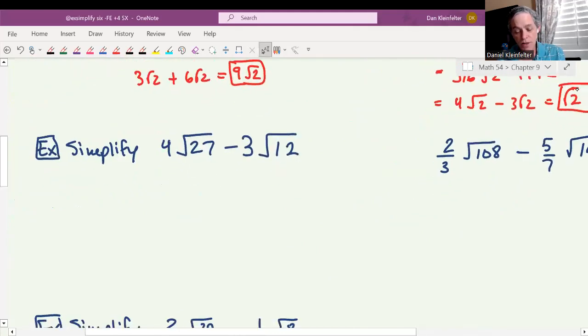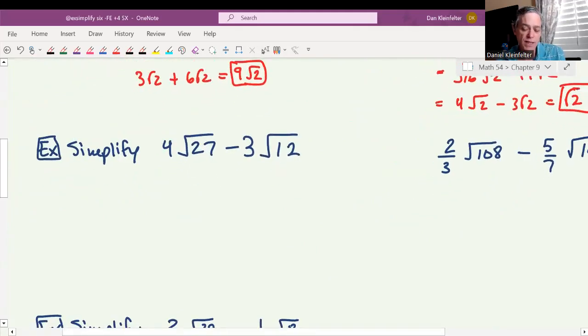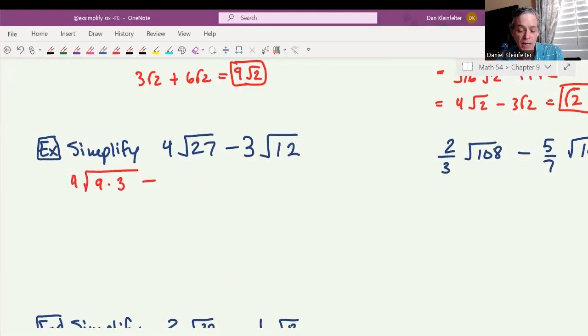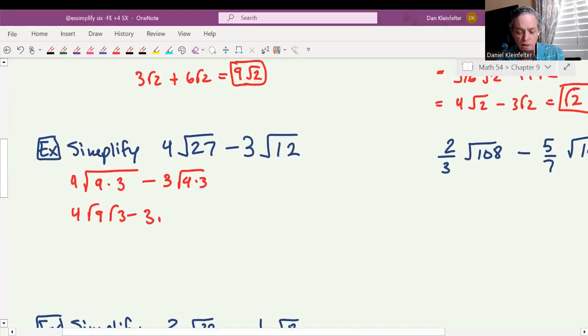Okay, here's one for you to try. We have 4 square roots of 27 minus 3 square roots of 12. Take a minute, pause the video, try this one yourself, restart the video, and see how you did. Okay, 27 is 9 times 3, and then 12 is 4 times 3. So we're going to use that product property of radicals. This will be 4 root 9 root 3 minus 3 root 4 root 3.